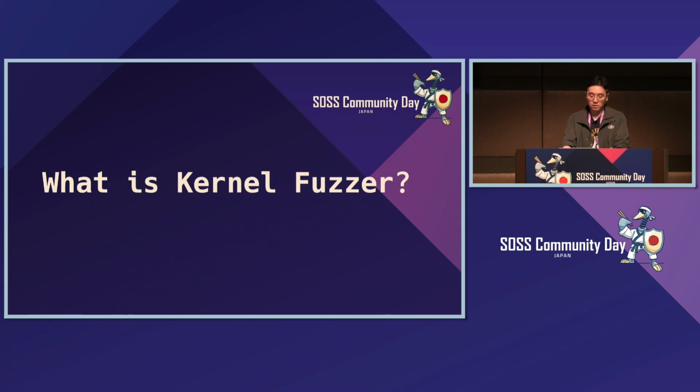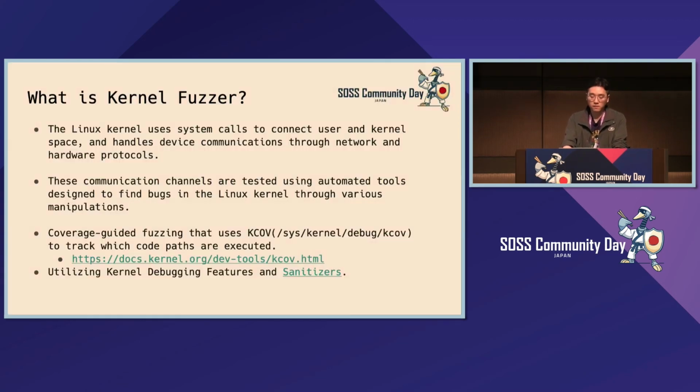I will introduce the Linux kernel fuzzer. Let's get started. What is kernel fuzzer? The Linux kernel uses system calls to connect user and kernel space and handle device communication through network and hardware protocols. KCOV provides code coverage information for fuzzing for each system call or collecting remote coverage information from kernel thread or soft IRQ context. This feature maximizes testing effectiveness.